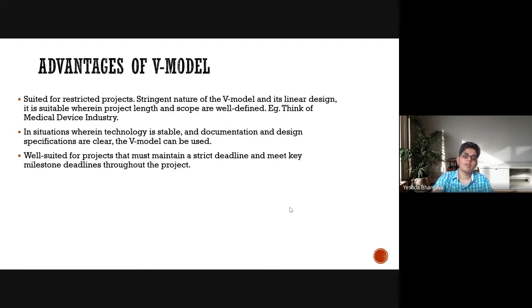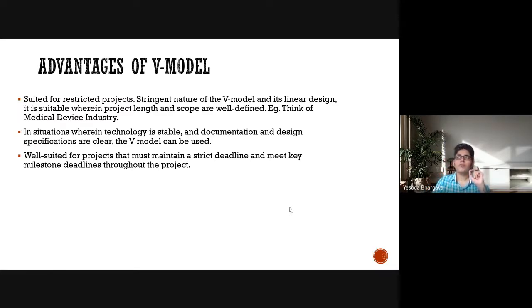So talking about the advantages of the V model, they are suitable for restricted projects wherein you know what you are designing, where the technology is stable, and the documentation and design specifications are clear. Therein the V model can be used. Generally, it is used in the medical device industry, wherein for a particular medical device, it's known what it is expected to do and function. So there is not much change happening, and that is where the V model can be used. It is also suited for projects that must maintain a strict deadline and meet key milestone deadlines throughout the project.